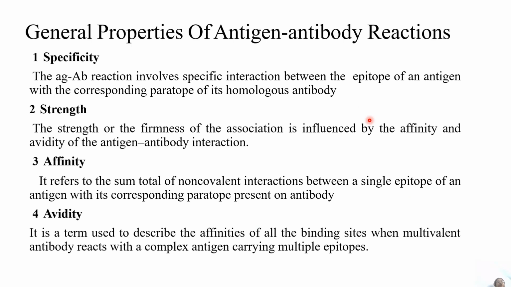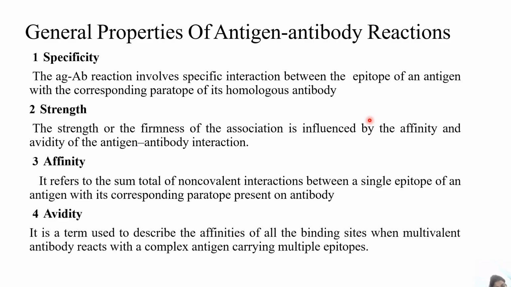Now, what are the general properties of antibody-antigen reactions? The antigen-antibody reaction involves specific interaction between the epitope of an antigen with the corresponding paratope of its homologous antibody. That's its specificity, basically. Then if we come to strength, the strength or the firmness of the association is influenced by the affinity and the avidity of the antigen-antibody interaction.